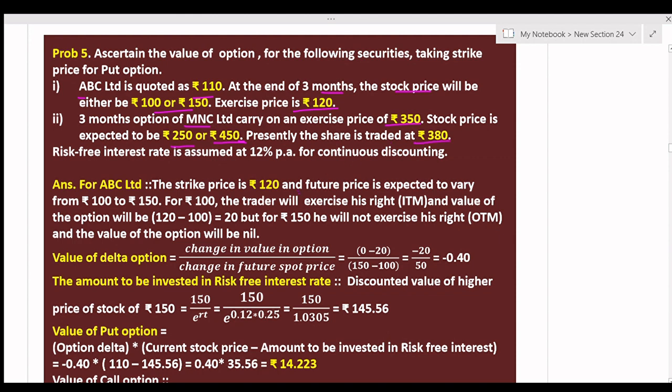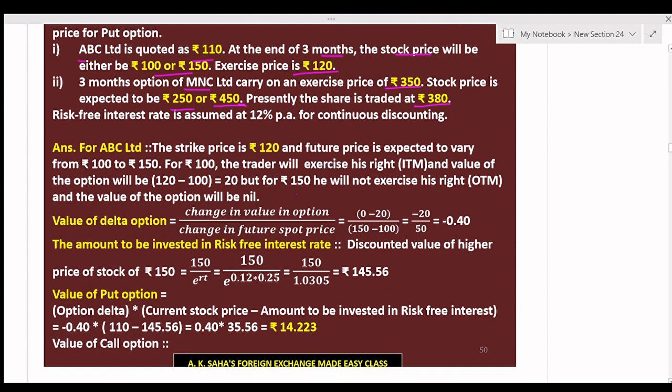Now come to ABC Limited. The strike price is 120 and the future price is expected to vary from rupees 100 to rupees 150. Now, for rupees 100, the trader will exercise his right, that is ITM for put option, and the value of the option will be 120 minus 100, that is equal to 20. But for 150, he will not exercise his right, that is, it is OTM, and the value of the option will be nil.